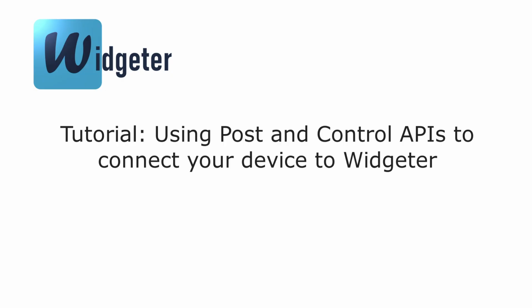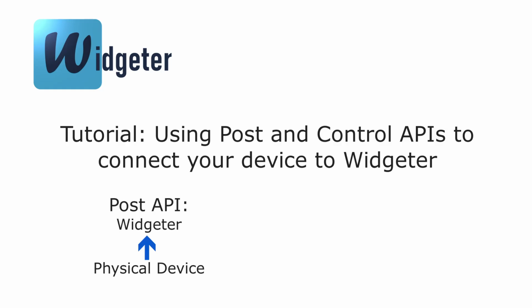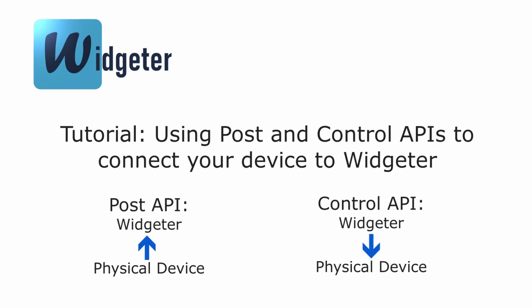In this tutorial, we're going to talk about the two basic Widgeter APIs. The Post API, used by a physical device to send changes made on the physical device to the Widgeter server so that the widget displays in the app can reflect the current values, and the Control API, used by a physical device to get current widget values from the Widgeter server, so that a change made to a widget value within the app can enact some change on the device, like a door lock unlocking when the user changes the connected widget to unlocked in the app.